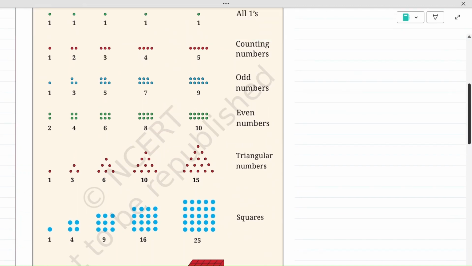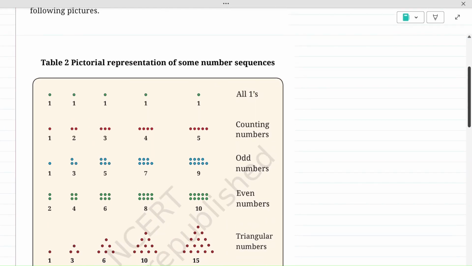Let us do one thing. Let me solve this question here for you. Answer number 1 of exercise 1.3. The very first one is the sequence of all ones. That means the next number will also be 1. So I can write a single dot and the number 1 here, right?